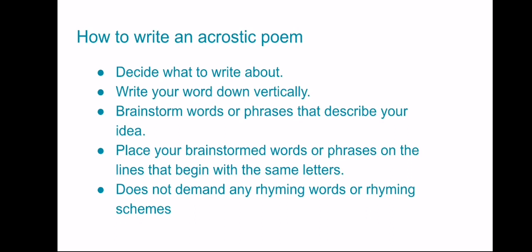The next thing is we are going to fix those words and phrases which describe our topic on the word we have written vertically. Like if the phrase is starting with U, we are going to adjust that phrase with the letter in the vertically written word. The next very interesting thing is this poem doesn't have any rhyming words or rhyming scheme. So it makes it very easy for the writer to write the poem.